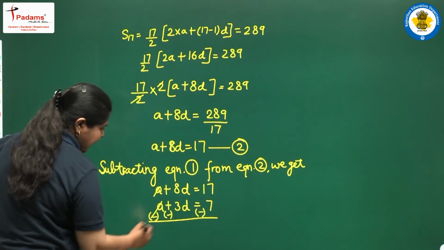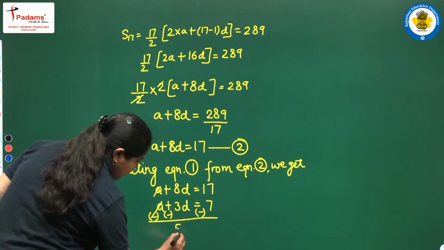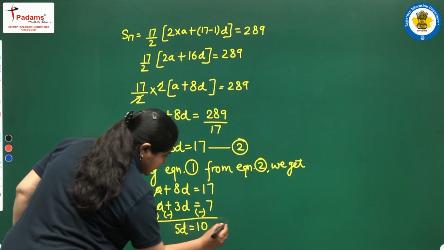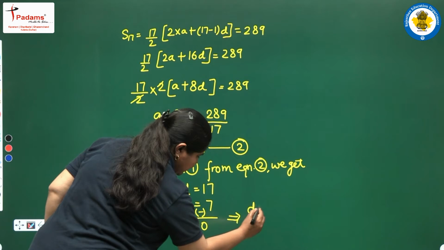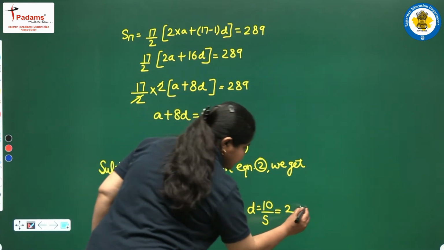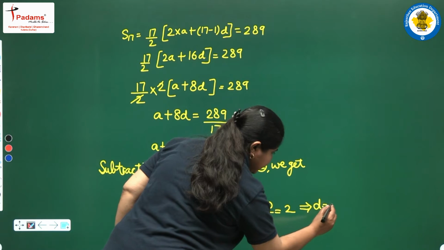a minus a will be cancelled. 8 minus 3 is 5 and d also. Here 17 minus 7 is 10. This gives us d equal to 10 upon 5, which is equal to 2. So from here we get the value of d equal to 2.